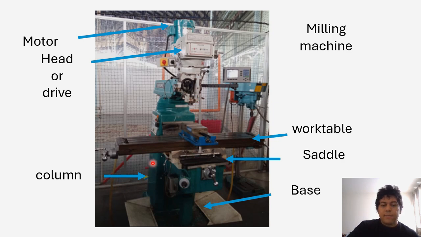And we have the column, which is the back side. I know it doesn't appear very well here, but don't worry, I'm going to show you a picture where you can see it better. And the base of the whole machine. Pretty much these are all the items and features that this machine has. But let's go ahead and break it down in more detail.